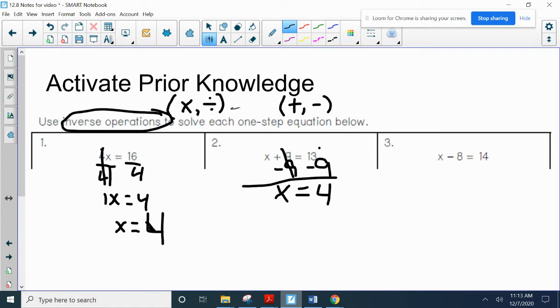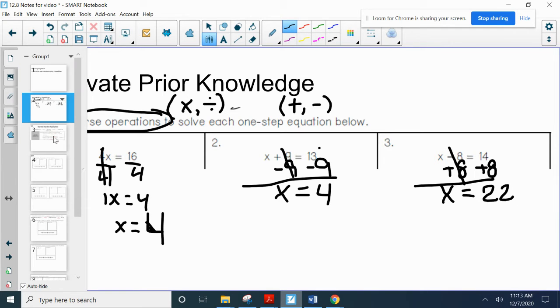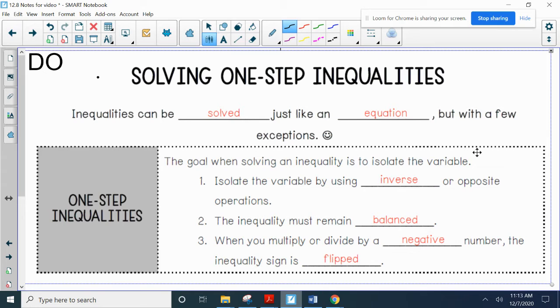All right, and then our last one, we have x minus 8 equals 14. We know our inverse of subtraction is addition, so we're going to add 8. Minus 8 plus 8 cancel to 0. And then we have x is equal to 14 plus 8, because what I do to one side, I have to do to both. And 14 plus 8 is going to give me 22. All right, so this is going to be super helpful because we're talking about our one-step inequalities. And actually, inequalities can be solved just like an equation, but with a few exceptions. So if you could do those last 3 problems, I know you are going to nail today's lesson.